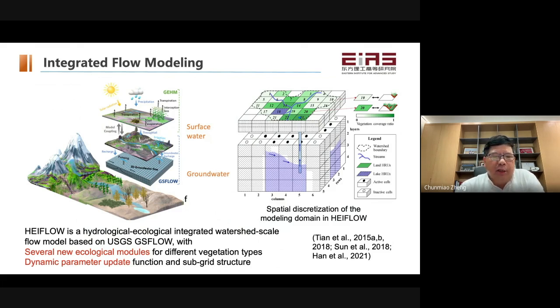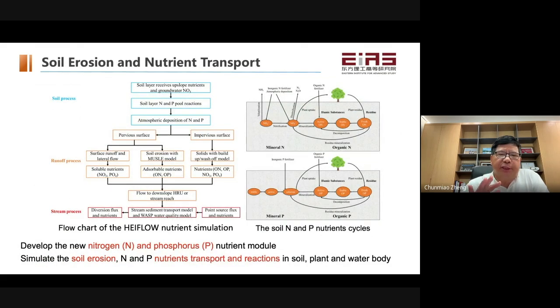eco-hydrological processes. So we developed a simulation model called HEFlow, a hydrological ecological integrated watershed scale flow model, based on the USGS GSFLOW. Here you see the discretization of both the surface water and groundwater domains. And for this particular work we developed a soil erosion and nutrient transport module, so we can examine both flow and nutrient dynamics.